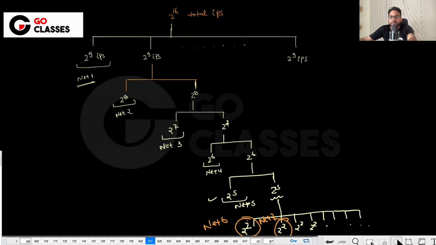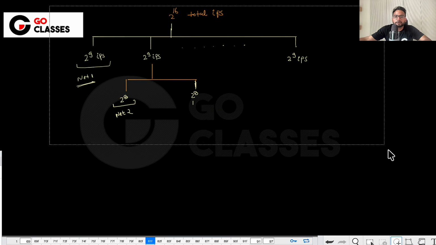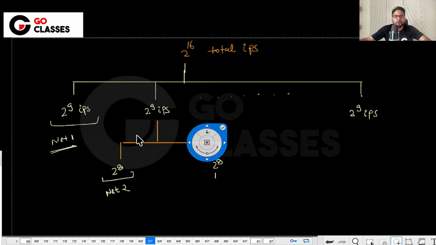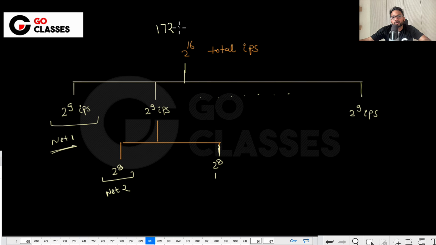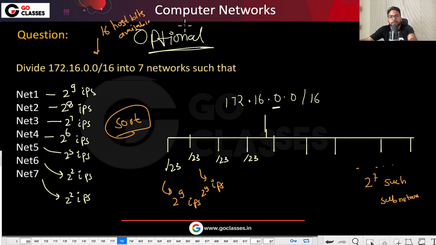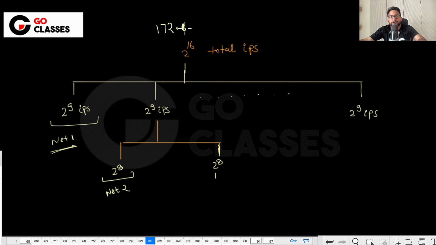It was 172.16.0.0/16, right? Now, if you are dividing into, let's suppose, 2 power 7 parts or 2 power 9 IPs, then 7 bits you can use here. So the first 7 bits will be 0000000, and then this bit could be anything, right?